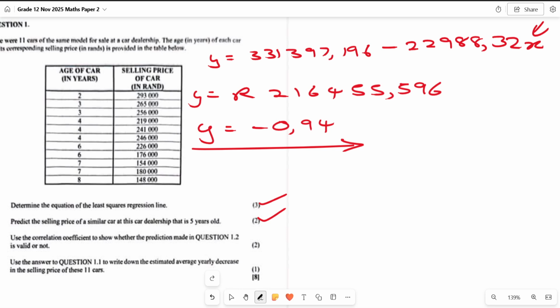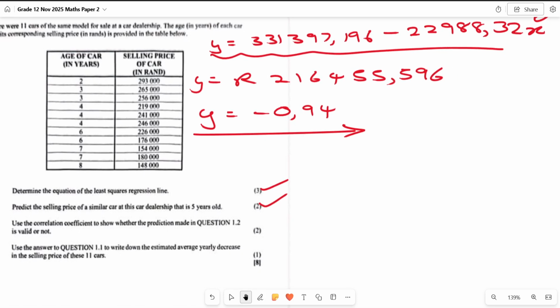Now, use the answer to write down the estimated average yearly decrease. Use the answer in question 1.1, which is this equation, guys, to write down the estimated average yearly decrease in the selling price of these 11 cars. What are they saying? Use the answer, which is that equation, to write down the estimated average decrease.